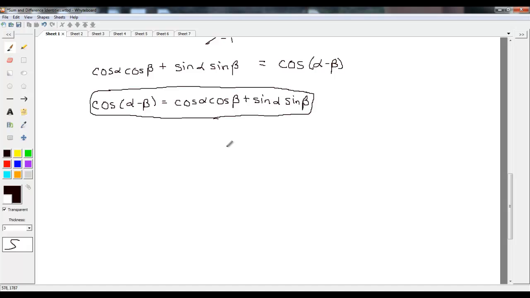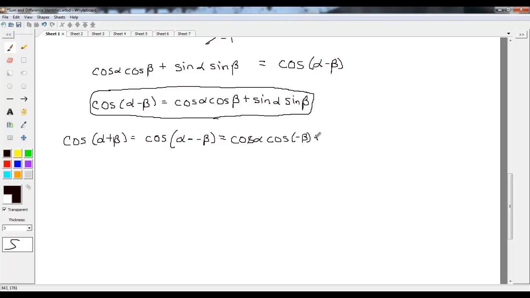Now if you're curious about cosine of alpha plus beta, keep in mind that you can write alpha plus beta as alpha minus negative beta. And then use your identity here. Cosine alpha, cosine of negative beta, plus sine alpha, sine of negative beta, and then work that out.